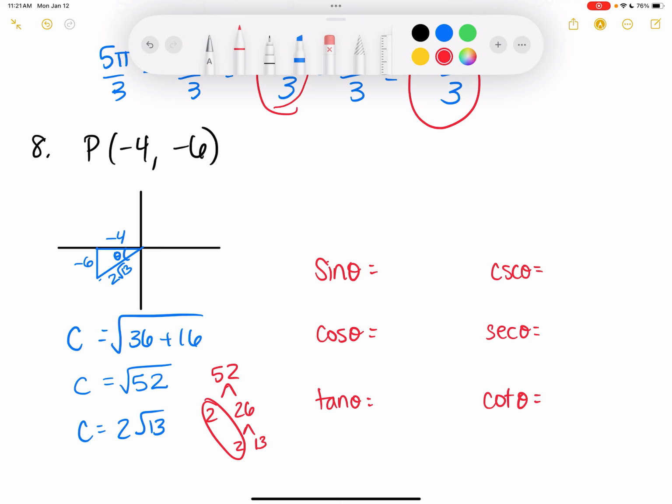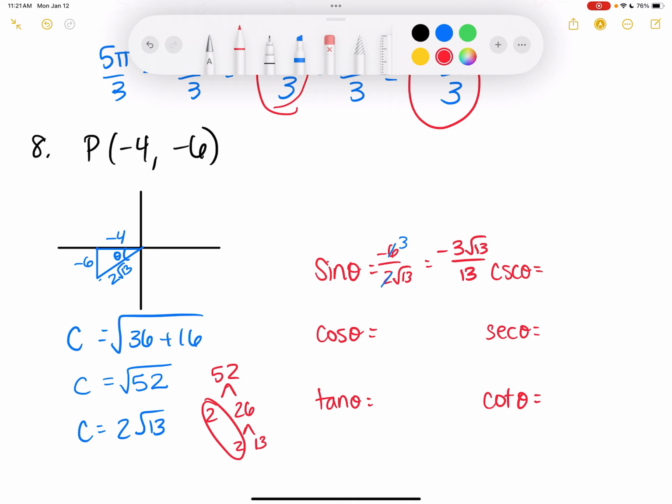All right, so what's sine of theta? Opposite over hypotenuse. It's negative 6 over 2 root 13, which is negative 6 root 13 over 26. I would probably go ahead and reduce first just to make it easier. If not, you'll just have to reduce it after, and that's fine. So 2 goes into 6 3 times, so then we would have negative 3 root 13 over 13.